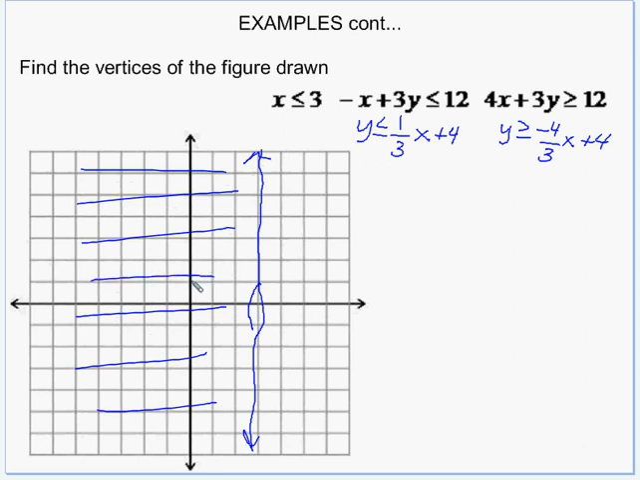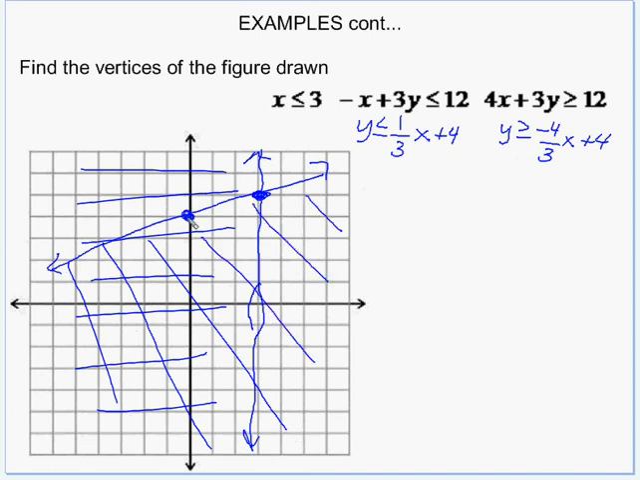Now up here we have our positive 4, and then up 1 over 3. So we're going to have another solid line here and shading below. And then we have a positive 4 again, then down 4 over 3. So we're going to connect these 2 points and shade everything above. So in this area here, all the shading is going to overlap. These 3 lines actually create this triangle that we need to find the vertices of.